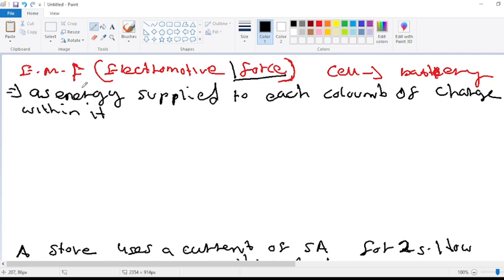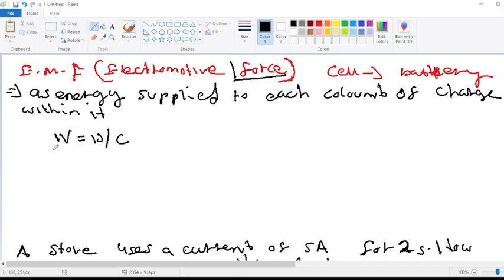Now, how do you calculate the electromotive force, if we find a question that asks for it? They say that 1 volt is equal to 1 joule per coulomb. So what does this imply? We can come up with the formula from this.